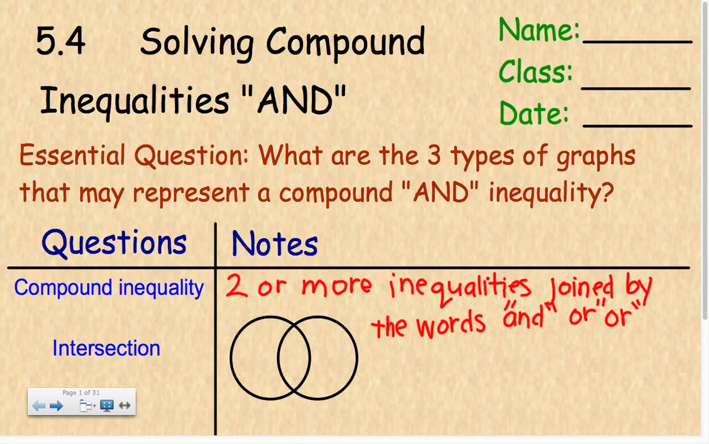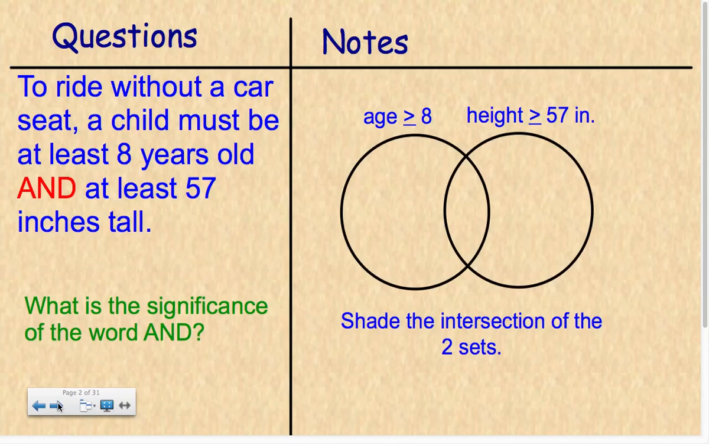An intersection means where two inequalities overlap, or in our Venn diagram, where do these circles overlap? They overlap in the middle. Okay, so we're going to give you two hypothetical real world situations to help you figure out what the word "and" means. To ride without a car seat, a child must be at least 8 years old and at least 57 inches tall. What is the significance of the word "and"?